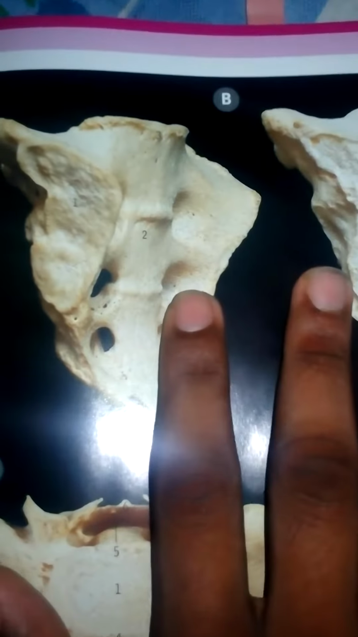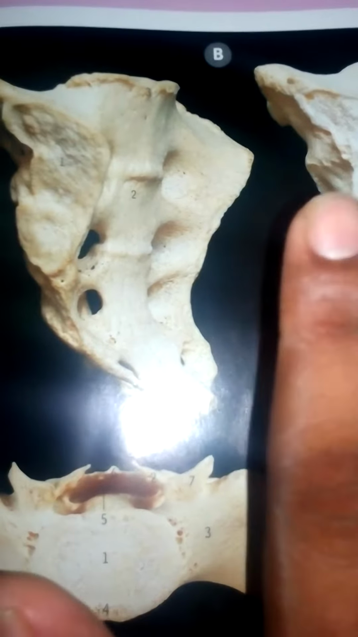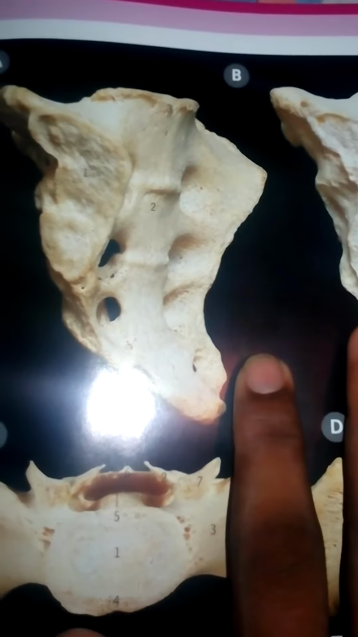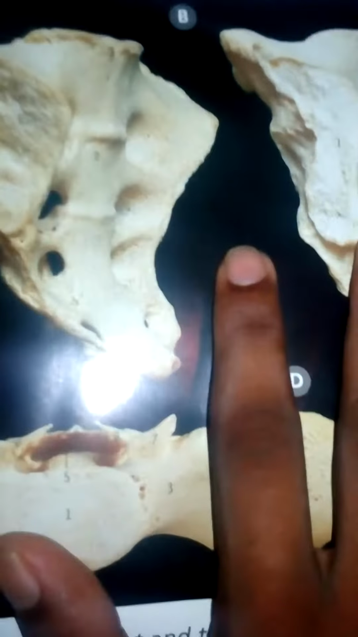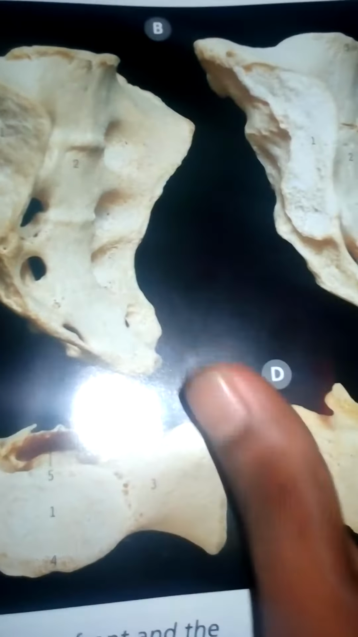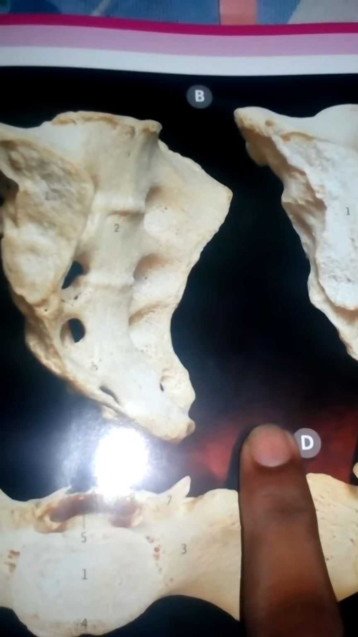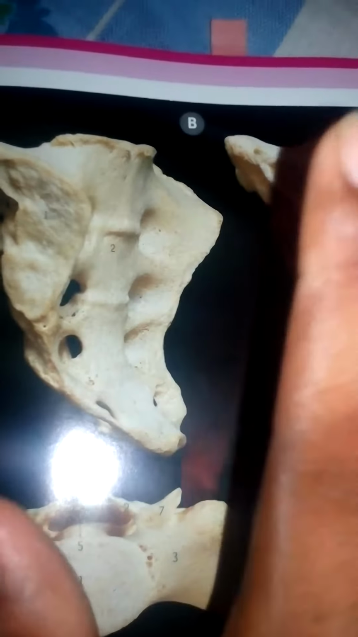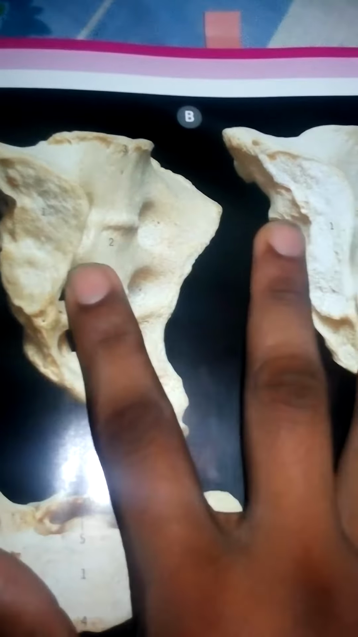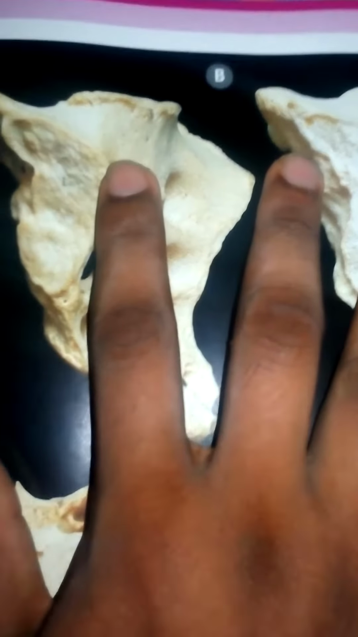Then you should tell what type of bone this is. You have to tell this bone is a flat bone. Then you should tell the anatomical location of this bone. You should tell that this bone forms the posterior superior aspect of the bony pelvis, and the two bones which are called the pelvic bones or hip bones articulate from the lateral sides of this bone.